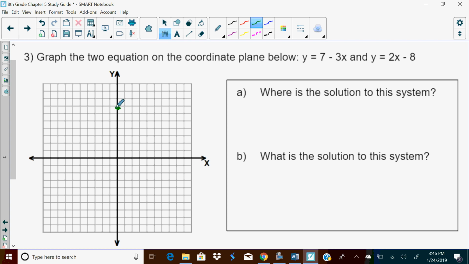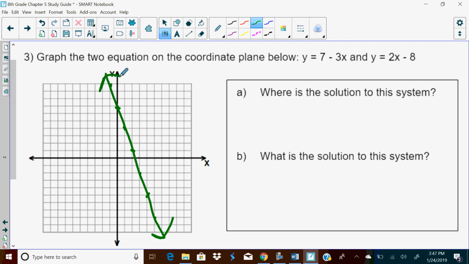And my growth or slope is negative 3. So that means I'm going to go down 1, 2, 3, and right 1. Or I can go up 1, 2, 3. And I'm going to put as many dots as I possibly can because it'll be easier for me to see where the solution is. Okay. So there's my first graph.